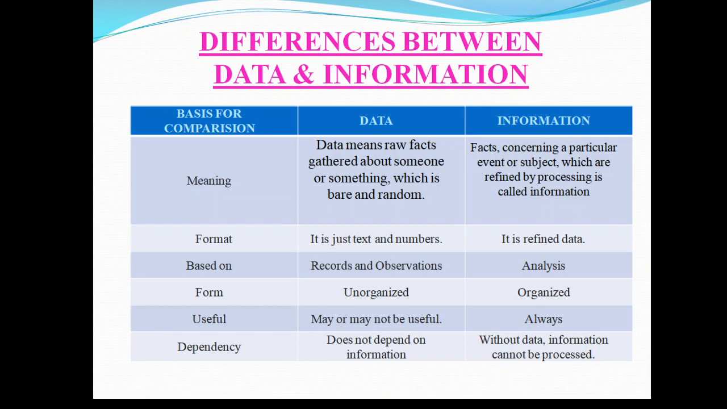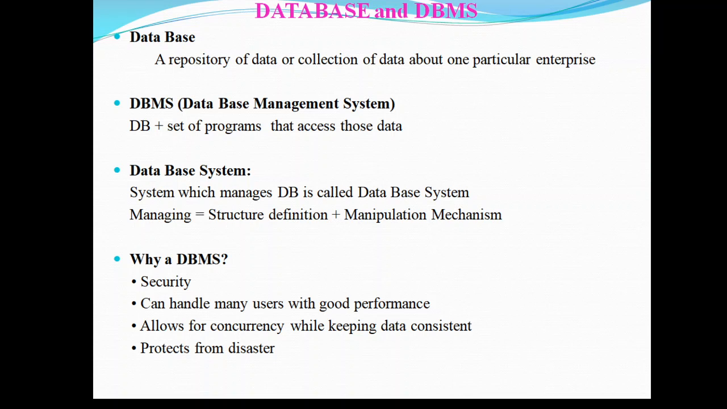Coming to the fifth factor of usefulness, we can say data may or may not be useful, whereas information is always useful. And the last factor to represent the difference between data and information is dependency. Data does not depend on information, whereas information completely depends upon data. Why? Because without data, information cannot be processed.